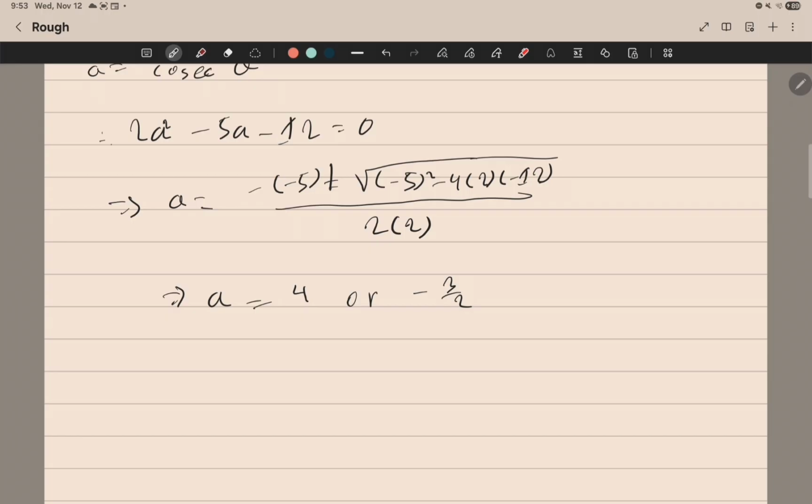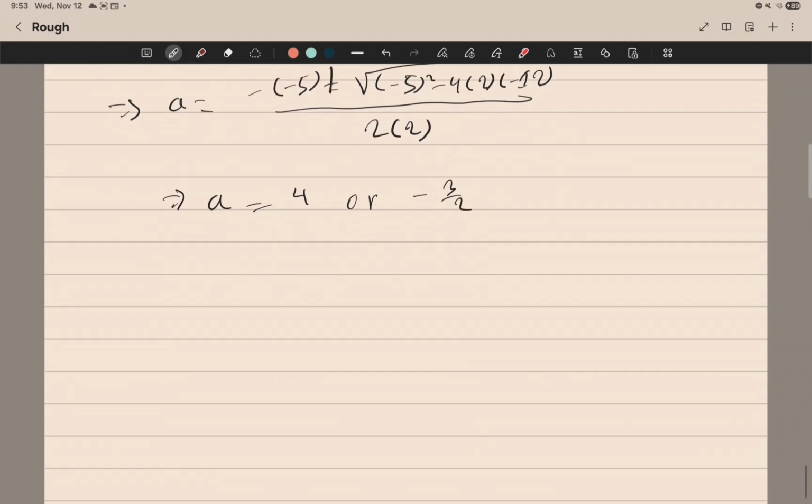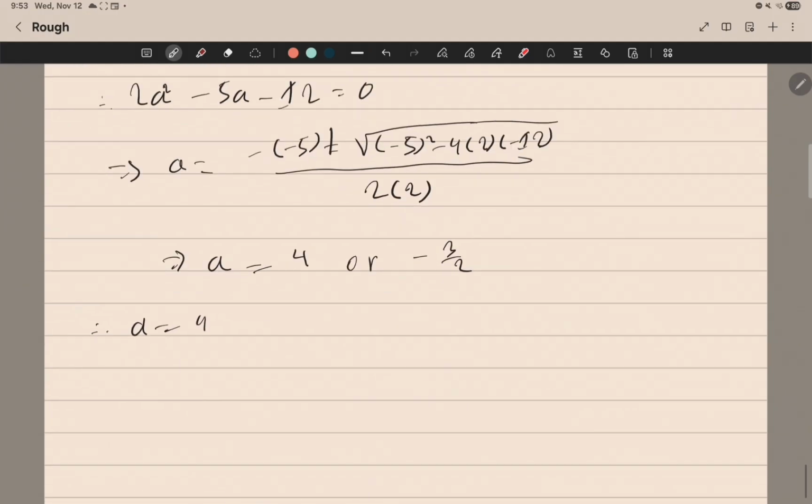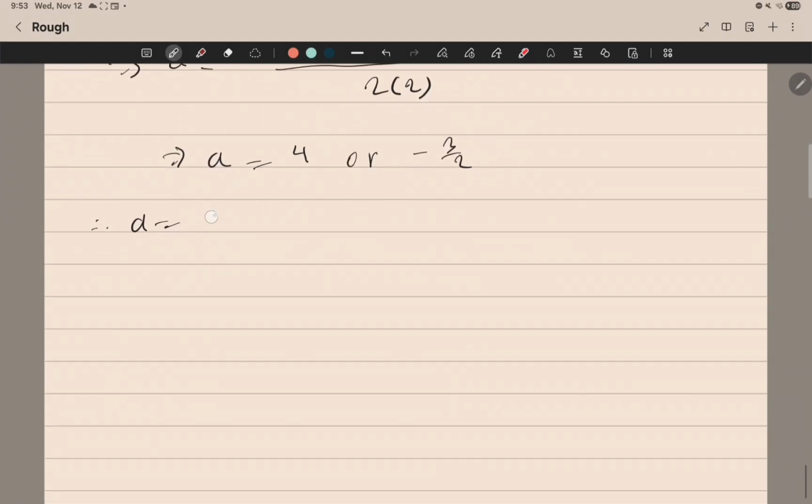Anyways, enough of this extra knowledge. So therefore, a is equal to 4. We all know a is cosec theta.